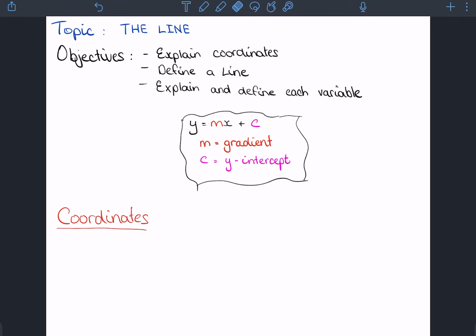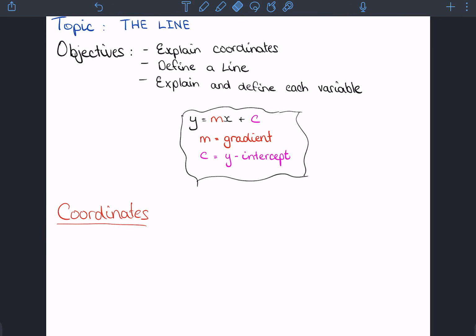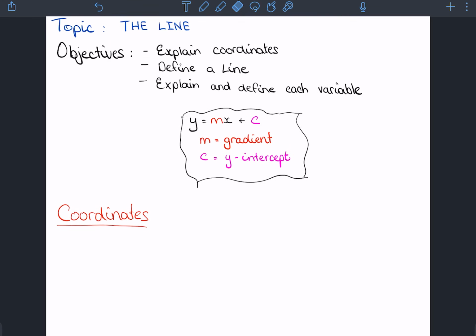the line. So what are our objectives for today? Our objectives are to explain coordinates, define the line, and explain and define each variable of the infamous formula y equals mx plus c. So first, let's tackle our first objective.